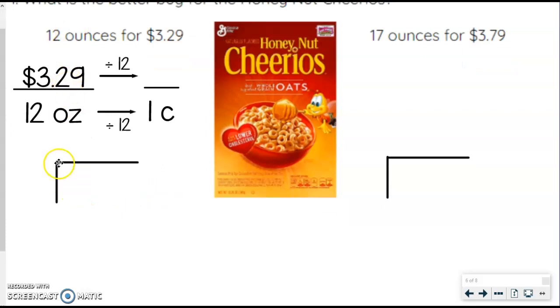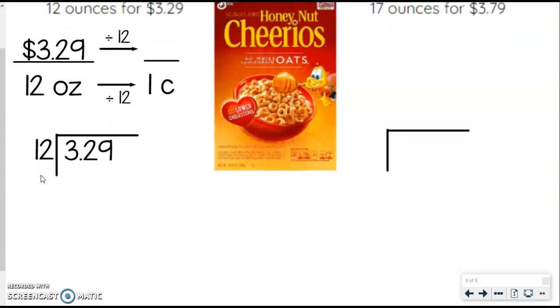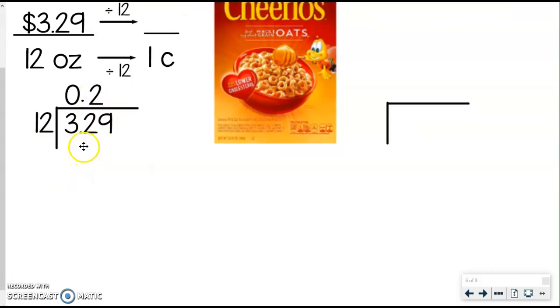So that's what we're going to set up down here, okay? We're going to have $3.29 on the inside, and we're dividing that by 12, so 12 is on the outside, and we're going to start our process just like we did on the last one. Okay, so 12 fits into 3 0 times, and I can go through that whole process if I want, or I can just jump to the next one. Don't forget to pop up your decimal. So 12 goes into 32 2 times, so I'm going to put my 2 there. 2 times 12 gives us 24.